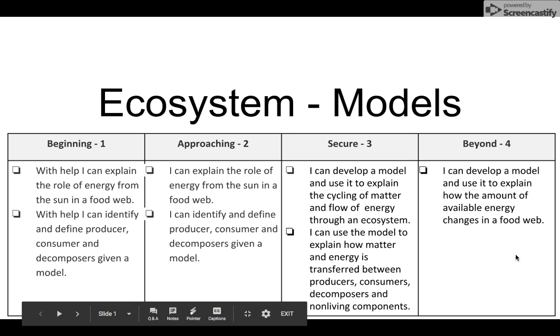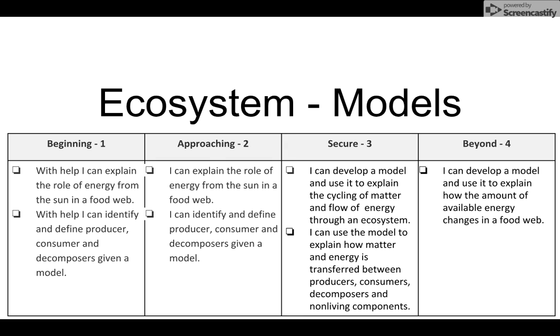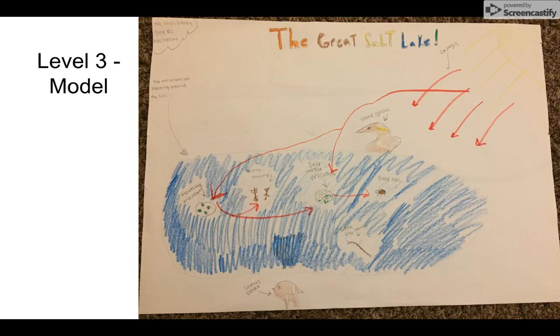To take it to a level 4, you need to develop a model and use it to explain how the amount of energy changes in the food web. So let's look at some examples that you guys created.